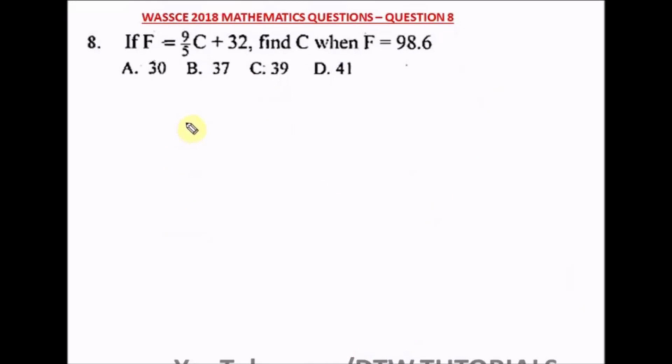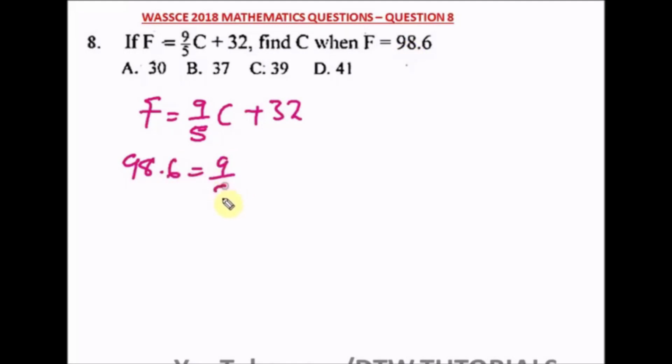Question 8 of the WASSCE 2018 Mathematics Past Question, that's your WAEC exams. It says if F is equal to 9 over 5 C plus 32, find C when F is 98.6. Okay, so we put in the value of F into this equation to get C. So from here, what is F? Okay, let me just write this down. So F is 98.6. So we have 98.6 is equal to 9 over 5 C plus what?